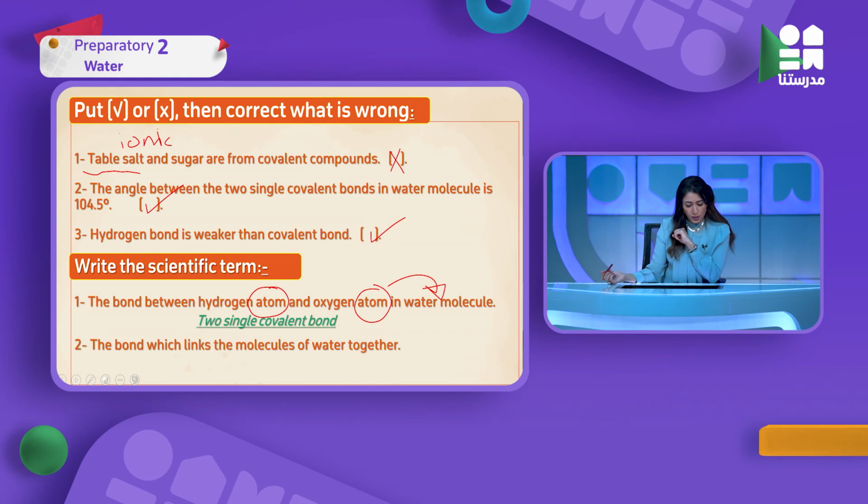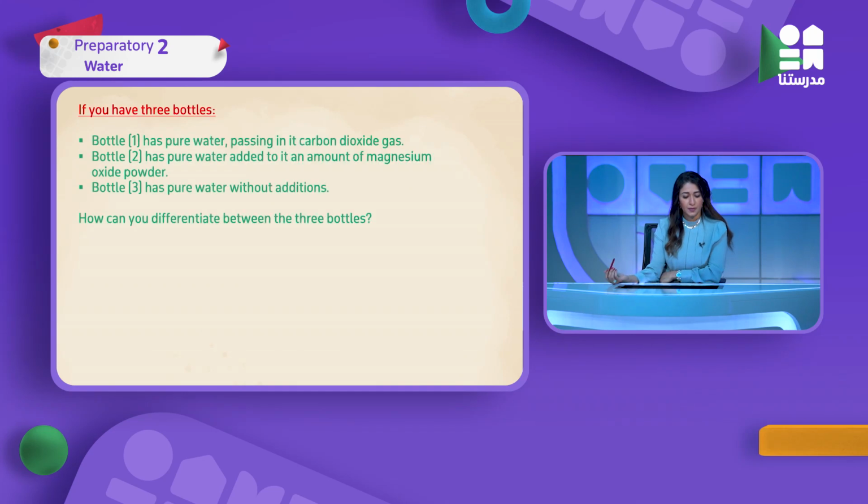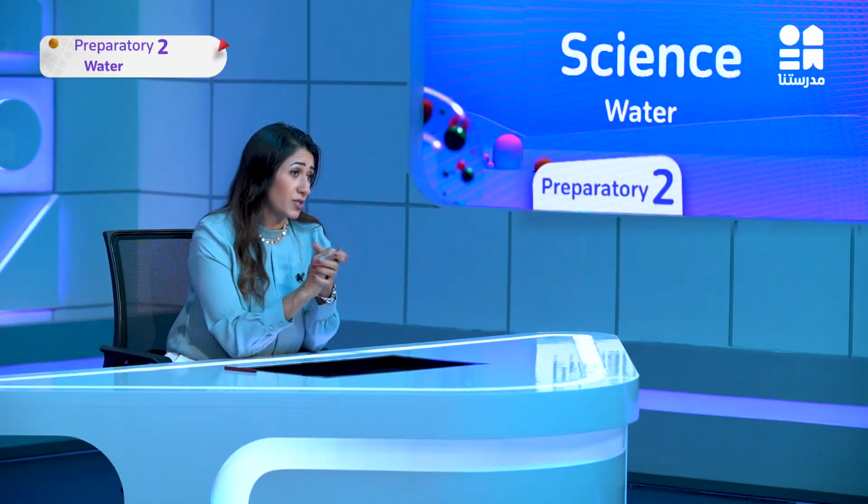Right. Number 2, bond which links the molecules of water together. طبعا الهيدروجين bond. طيب بيقول لي if you have 3 bottles. This question is a very nice question and I love these type of questions.